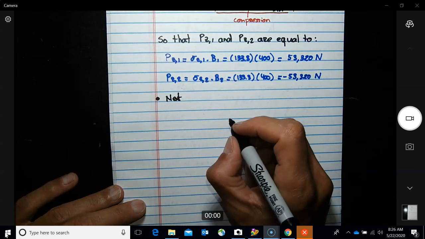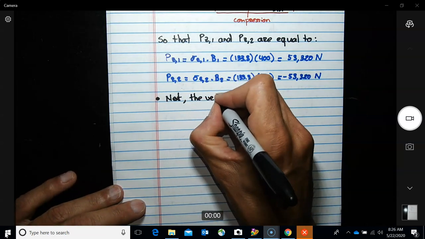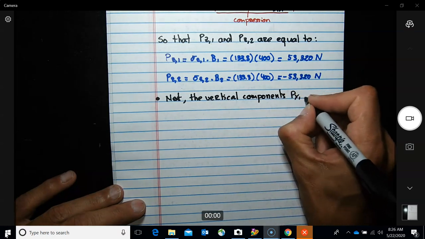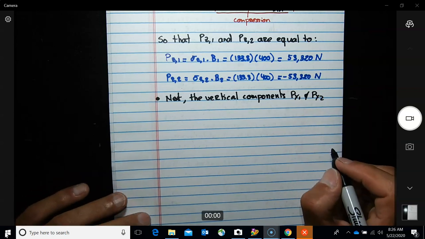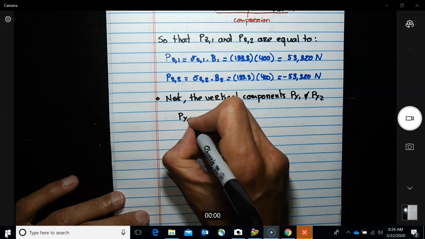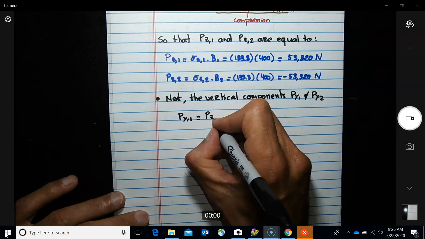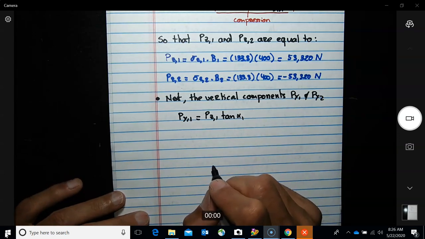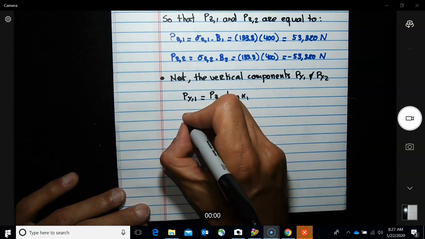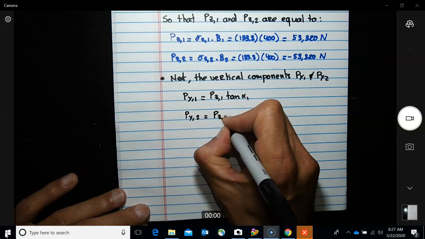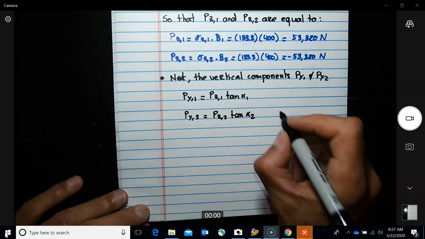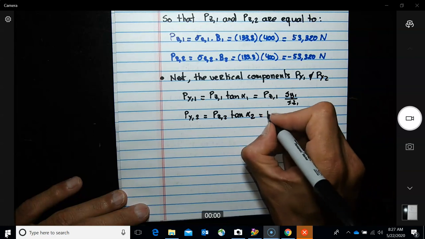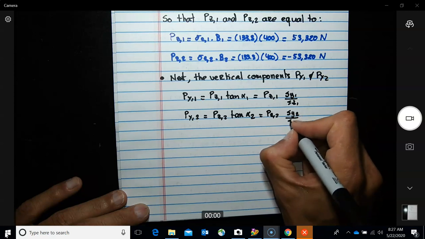So next, we follow the procedure. Next, the vertical components of P1 and P2. Let's say PY1 and PY2 would be easier. Would be equal to what? So we had that PY1 was equal to what? Easy one. PZ1 tangent alpha 1. And similarly, PY2 is equal to PZ2 tangent alpha 2. And we know this is equal to PZ1 delta y sub 1 over delta z sub 1, and PZ2 delta y sub 2 over delta z sub 2.